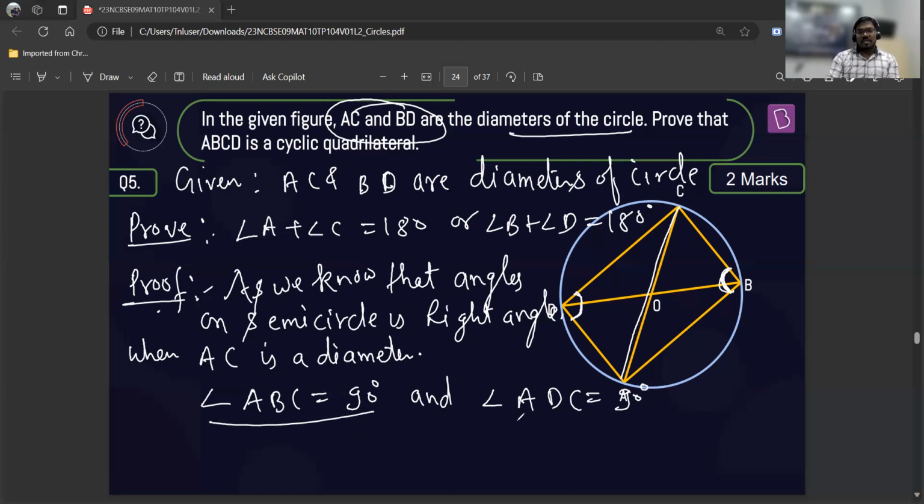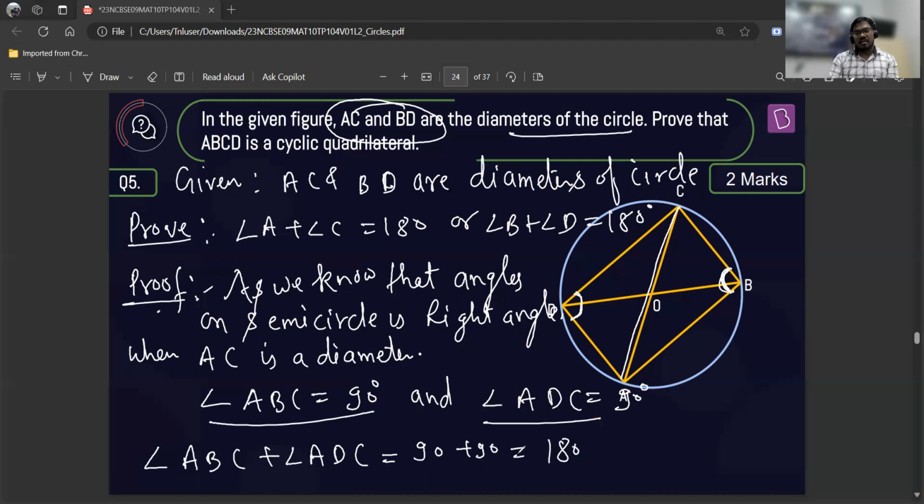That means now you can see ABC and ADC, we got 90 and 90. So let's add them. Angle ABC plus angle ADC, both are opposite angles. So 90 plus 90, we get 180, right? That means we can say that it is cyclic quadrilateral. Similarly, we also prove that angle C plus angle A is equal to 180.